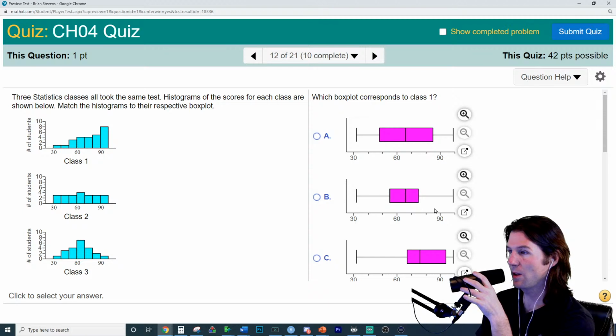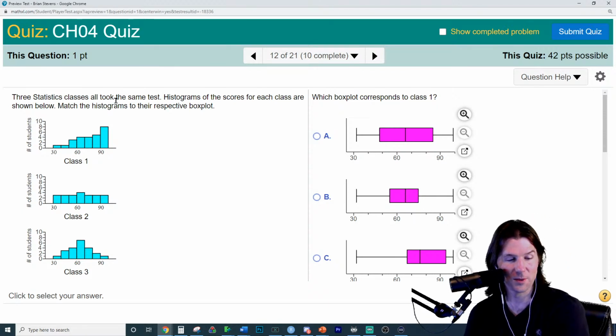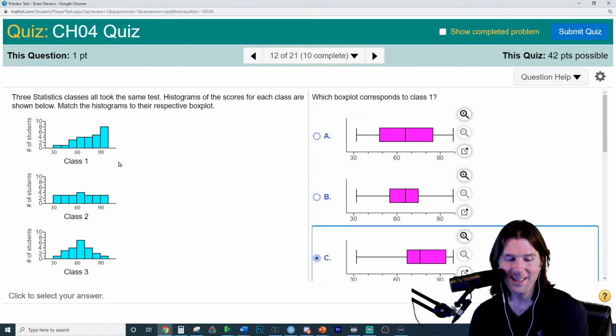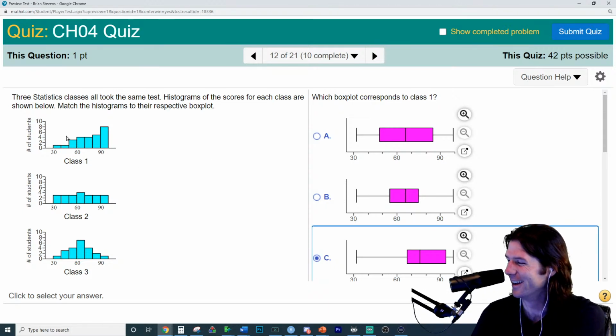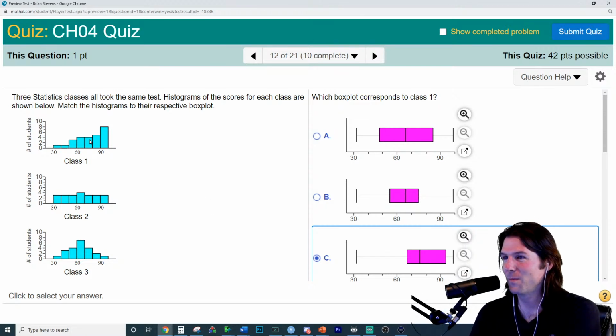Which of these looks to be left skewed? Oh wait, so it wants to know which box plots for class 1. Oh, well, it's left skewed. Oh, no worry, Lida. Great job. Glad to have you here. Does everyone see that class 1 is left skewed right here? So it's pulled to the left and the tail here is pulled to the left.